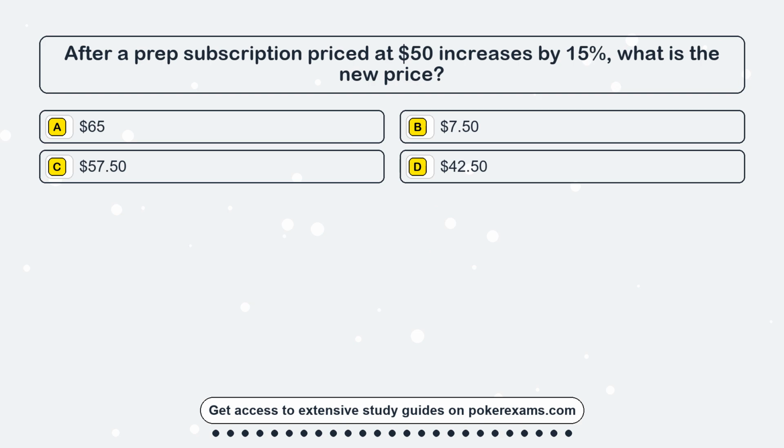Question 3. After a prep subscription priced at $50 increases by 15%, what is the new price? Option A $65. Option B $7.50. Option C $57.50. Option D $42.50.